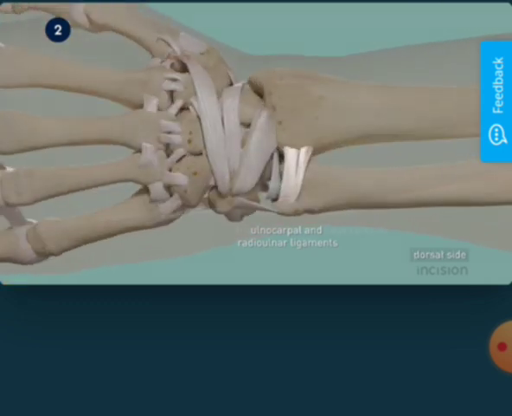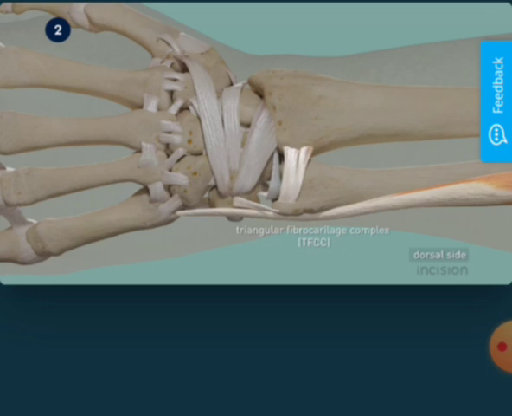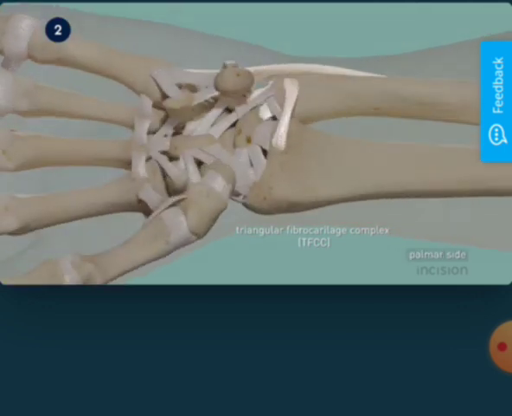The triangular fibrocartilage complex, TFCC, is a structure between the lunate, triquetrum, and ulnar head. The TFCC stabilizes the ulnar aspect of the wrist. A tear in the TFCC can occur due to compression of the wrist in ulnar deviation.